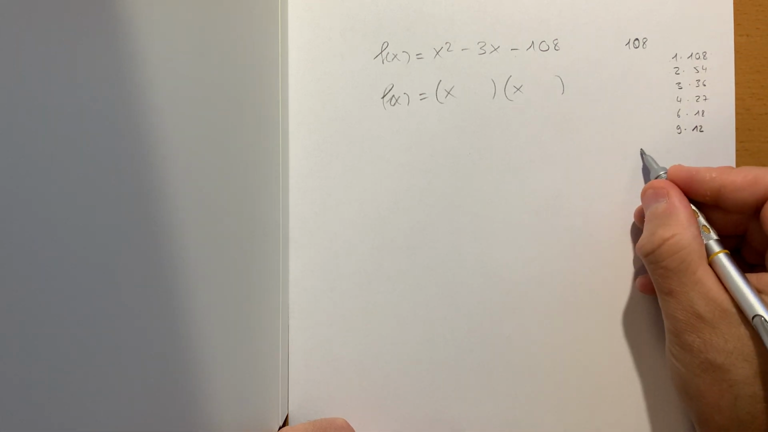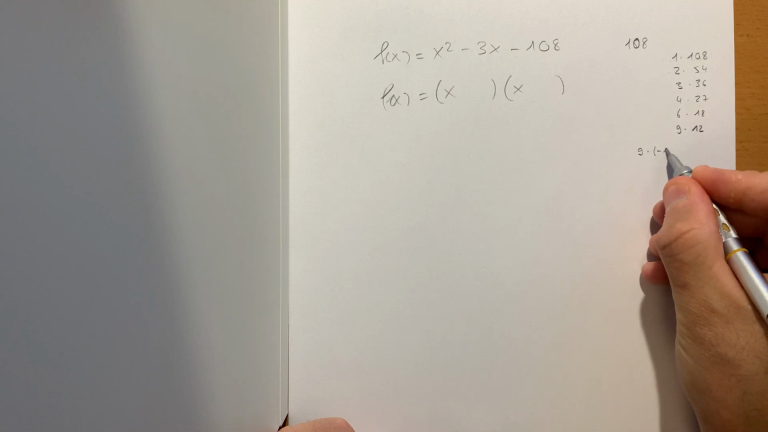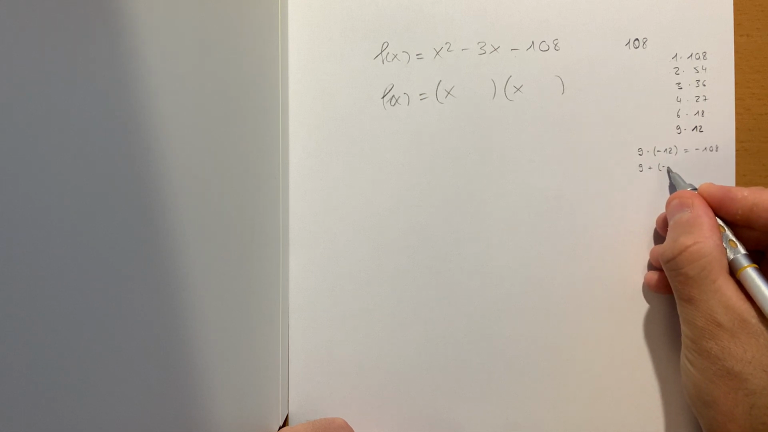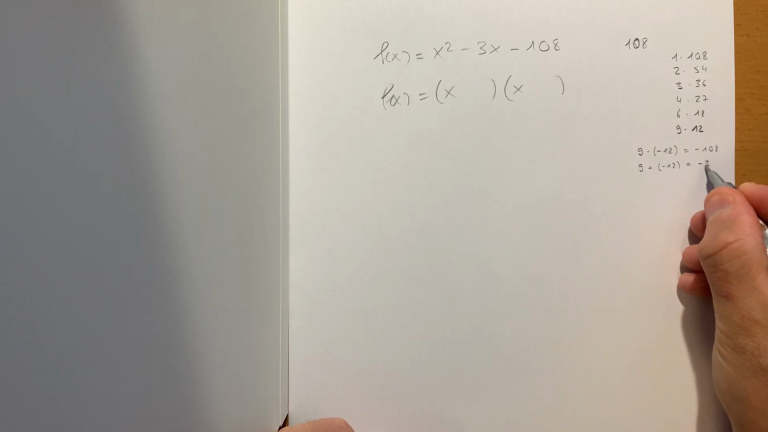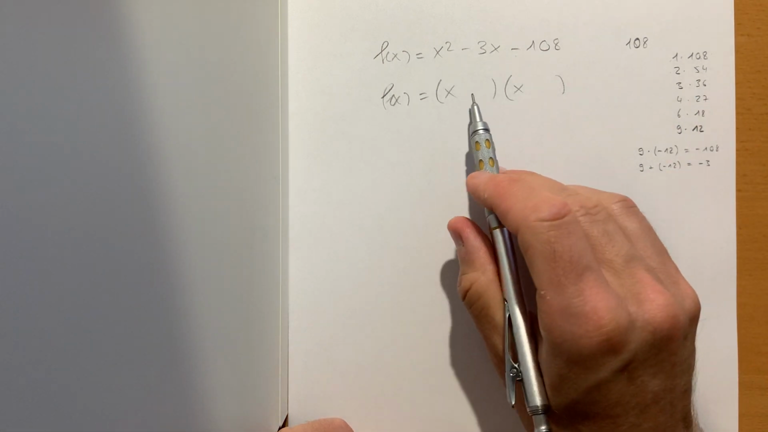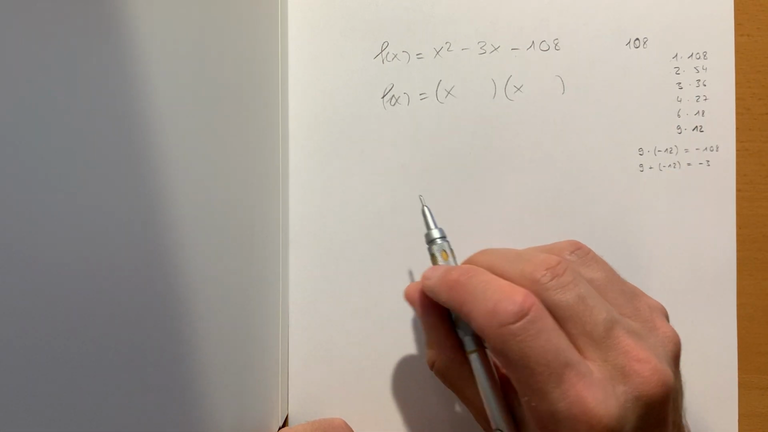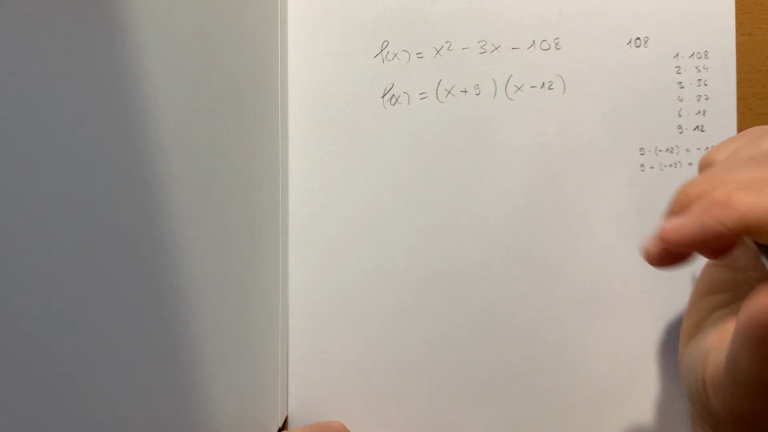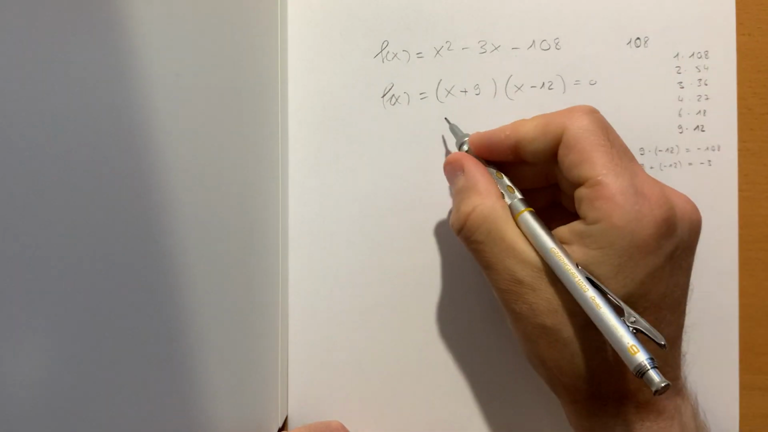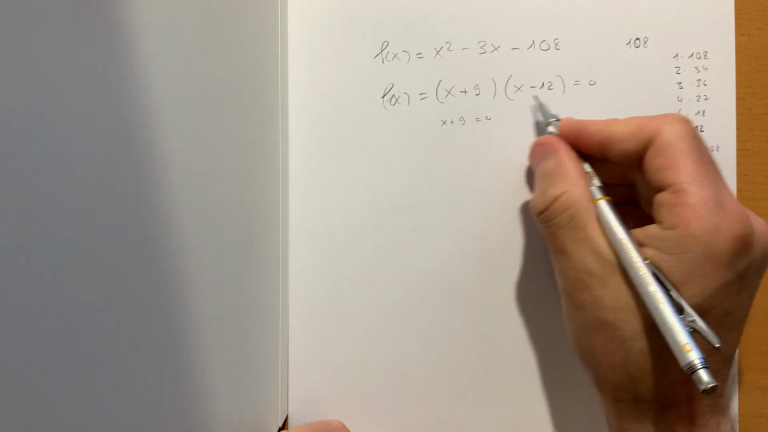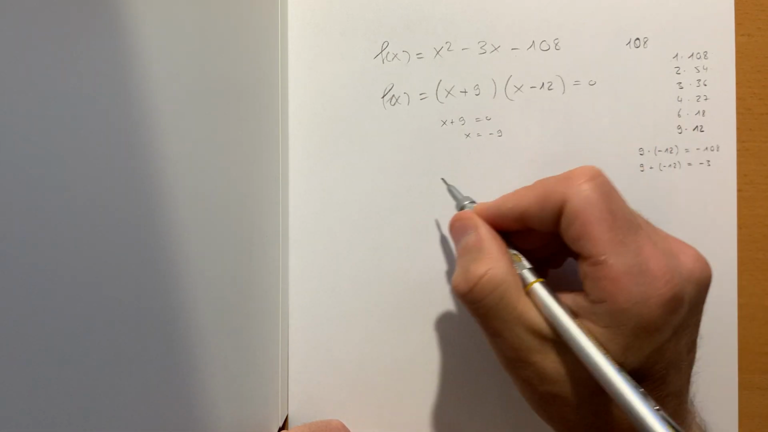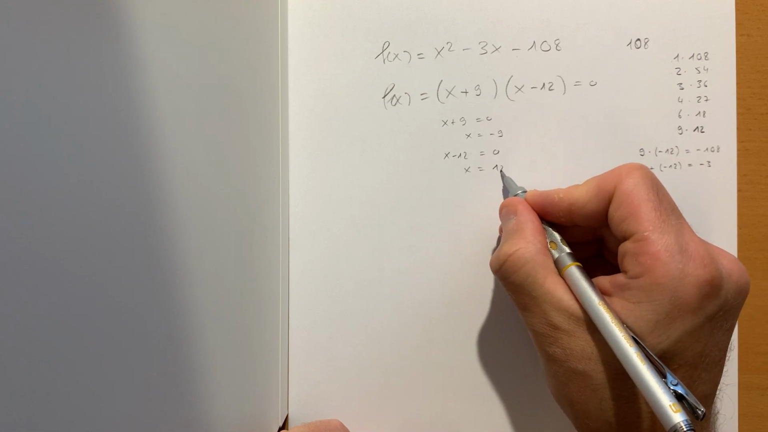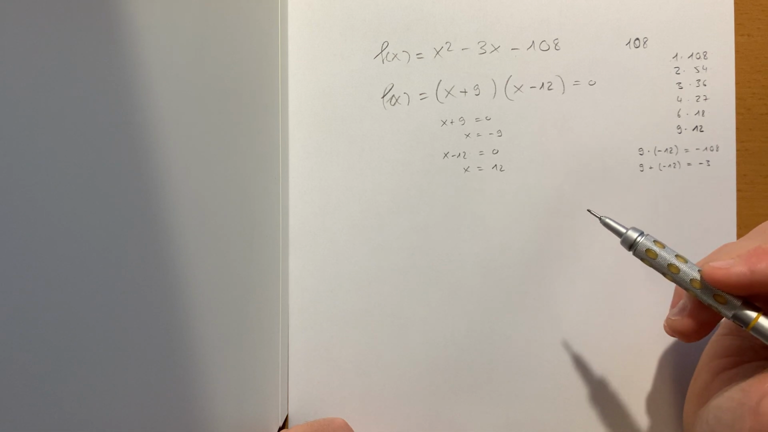It will be 9 times minus 12. That's minus 108, and 9 plus minus 12 is in fact minus 3. That's the only one that satisfies both conditions. So it's plus 9 and minus 12. Now look, when you set this equal to 0, you get x plus 9 is 0. One of the two has to be 0, so x is minus 9. Or x minus 12 is equal to 0, so x is 12. So these are the two zeros.